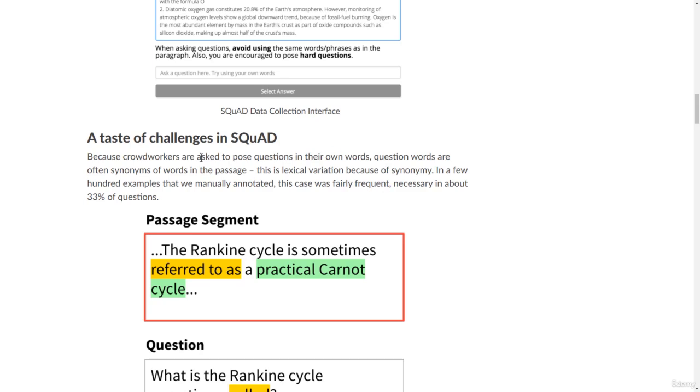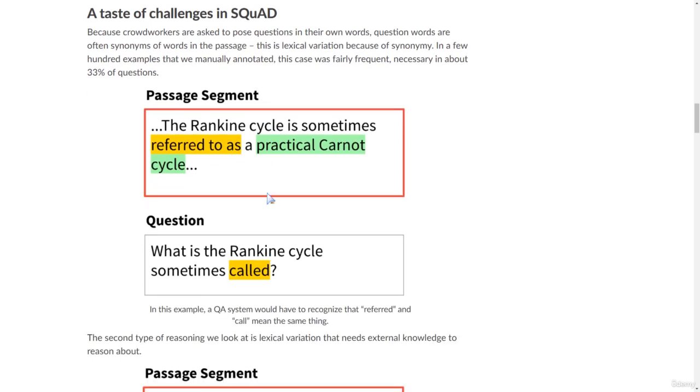We also have these challenges by SQuAD. If you look at this example, we have: the Rankine cycle is sometimes referred to as a practical Carnot cycle. The question is, what is a Rankine cycle sometimes called?